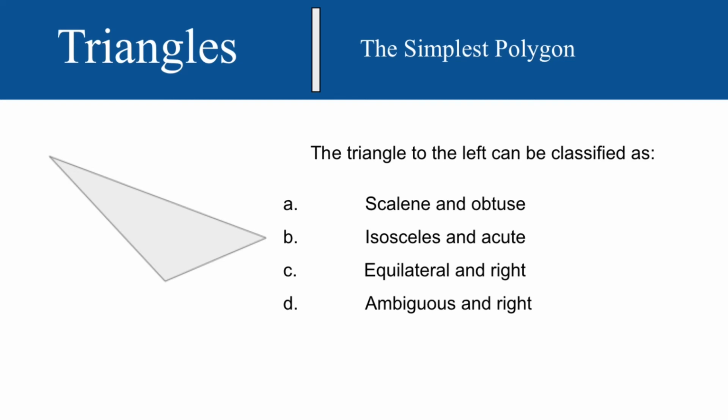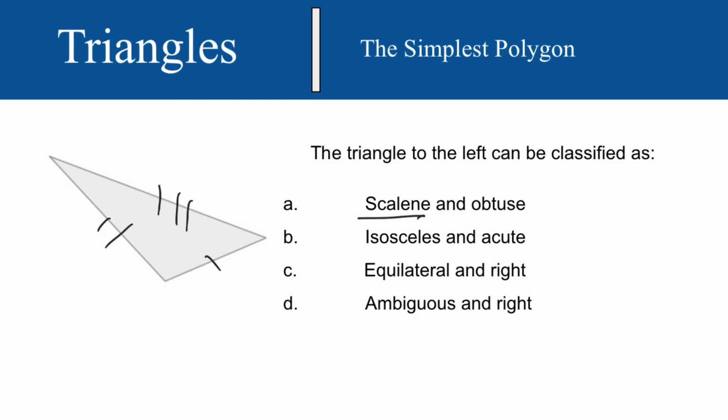Now let's look at this new triangle. So what would be the best classification for this one? Let's look at the sides. Are any of these sides the same length as any of the others? Well, I don't think so. So this side and this side and this side, they are all different lengths. So just by that, we can see that this is a scalene triangle.